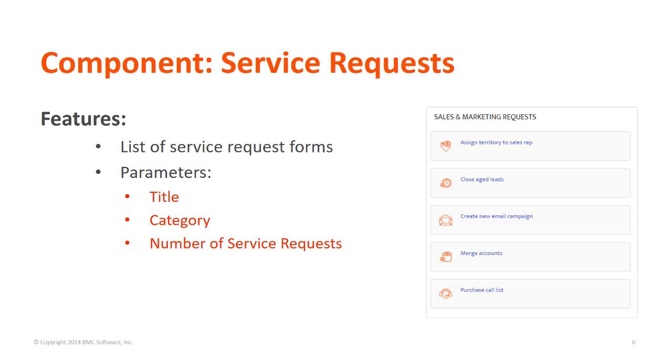The component has three parameters: title, category, and number of service requests to display. Title allows a custom title to be displayed in the header. Category filters the list of service requests to just those for the selected category and its subcategories. Number of service requests to display controls the maximum number of service request forms displayed. All three parameters are optional.